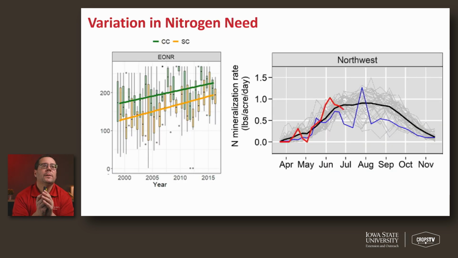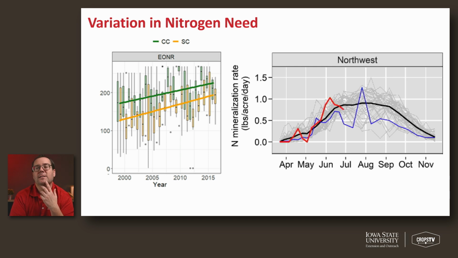The next thing I wanted to talk about was variation in nitrogen need. The figure on the left comes from Mitch and Mike Castellano again. They've been doing some great illustrative work on how the maximum return to nitrogen, or economic optimum nitrogen rate, has been changing as a function of time. Both have been increasing, but what was really important to me here is that the green bar or the yellow bar give an indication of how variable that is within a year and as a function of time. And there's a lot of variability in that.